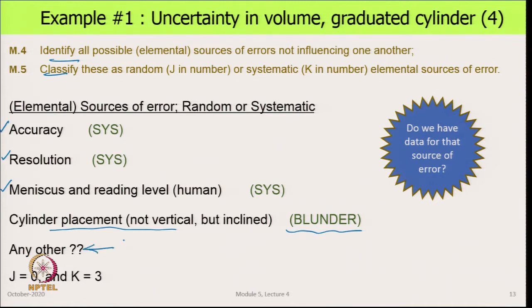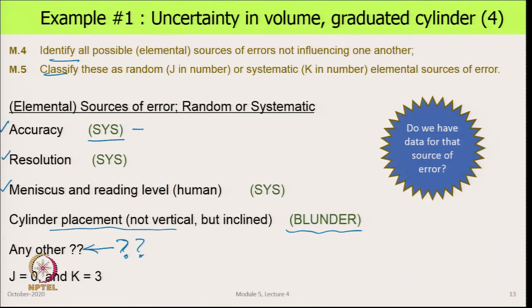And if you can come across with any more, you can even add those. And then we classify them as systematic or random. Random means we got data from which we can estimate the value. Accuracy is something we are going to rely on from what the manufacturer has given us. So, this is a systematic error.